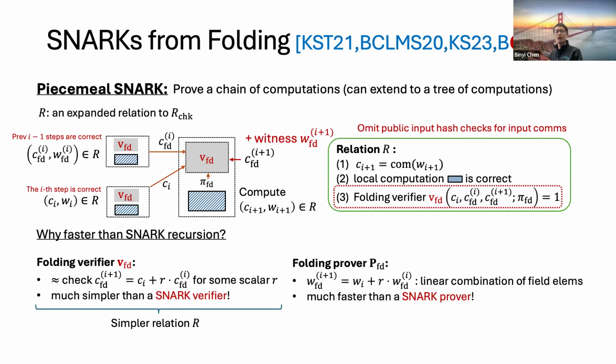And the second reason, which I think is the more important one, is that for each step, the folding prover doesn't even need to generate a SNARK proof.